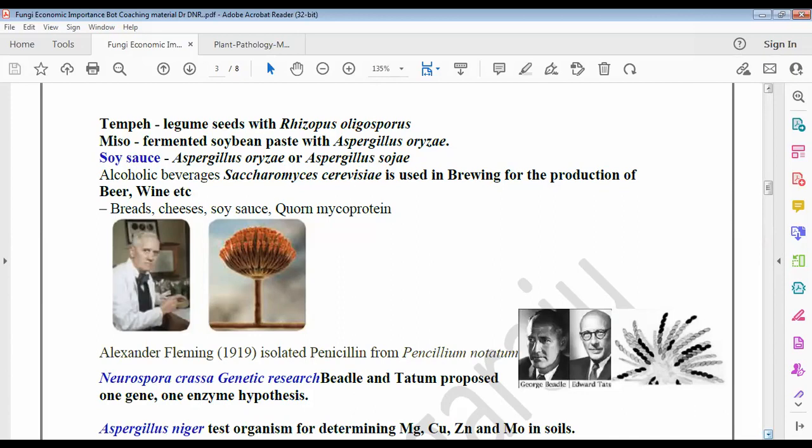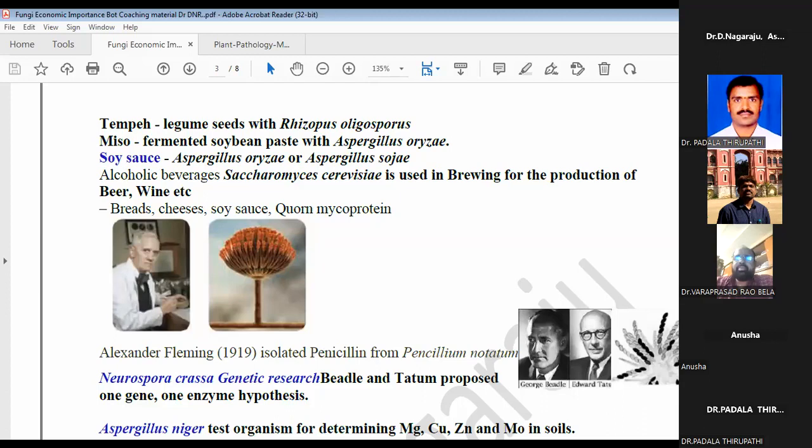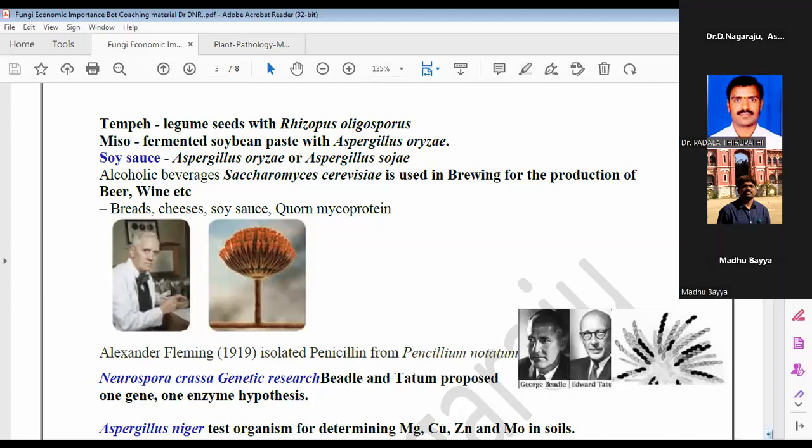Wine is the fermentation product of paddy, barley, grapes, apple. Grapes. That you should remember: wine is the fermentation product of grapes. Fermentation product of grape.